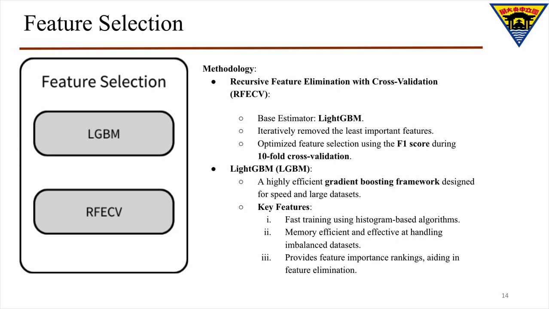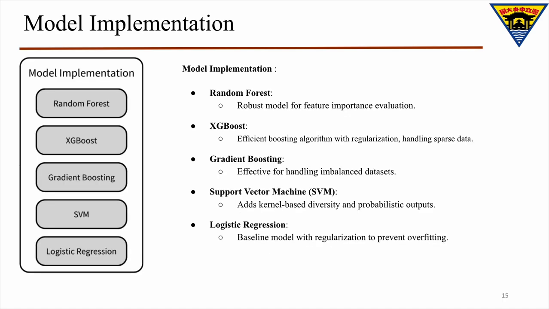LightGBM is a gradient boosting framework that can find the feature importance ranking, so we can use these two techniques to do the feature selection.